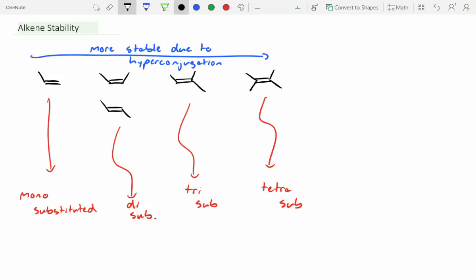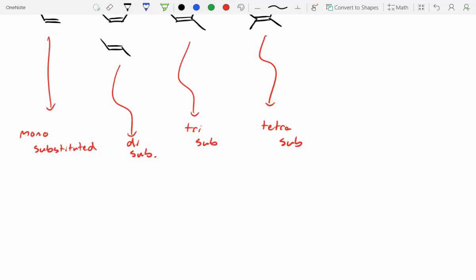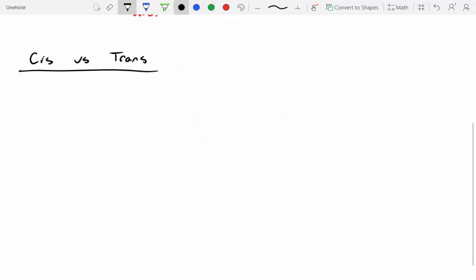Pretty straightforward. There's also another caveat with alkene stability, and that's specifically when we compare cis and trans isomers. So let's take a look at what I mean by that. So cis versus trans. Let's think about which one would be more stable, this trans isomer or the cis isomer. Which one do you think is more stable? Trans? Does anybody want to throw out their hypothesis as to why trans is more stable?